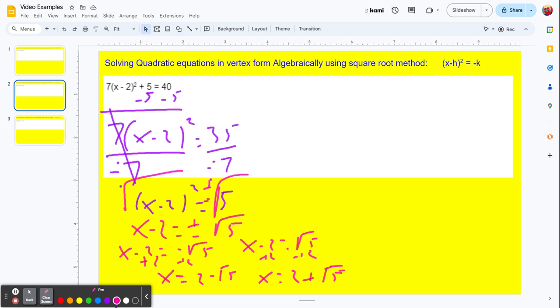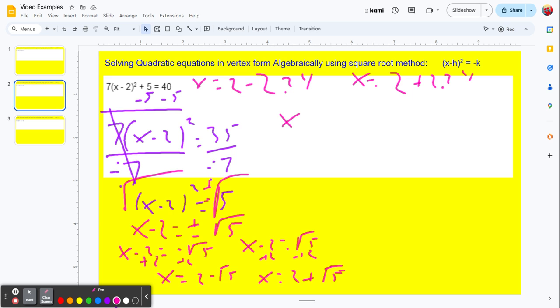Absolutely exact solutions. Now, if you want the approximate values, you'd have to figure out the square root of 5. So you take a calculator and go square root of 5. The calculator tells you 2.236. I'm just going to say 2.24. So we're going to get x equals 2 minus 2.24 and x equals 2 plus 2.24.